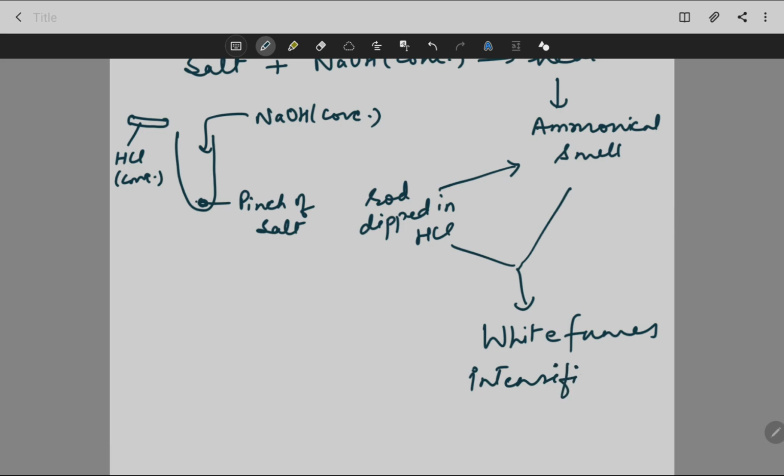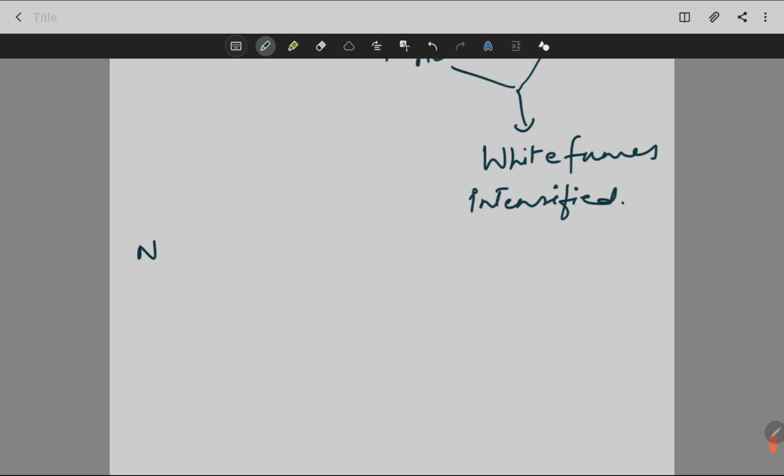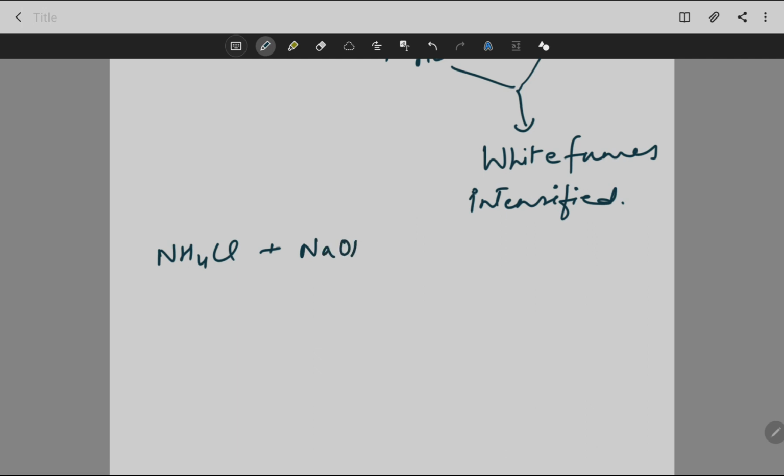Why is it so? What is the chemistry behind this? We have an ammonium salt, say ammonium chloride, NH4Cl. In this ammonium chloride we added sodium hydroxide. What we will get is NaCl plus ammonia gas plus water. So we are getting ammonia gas.